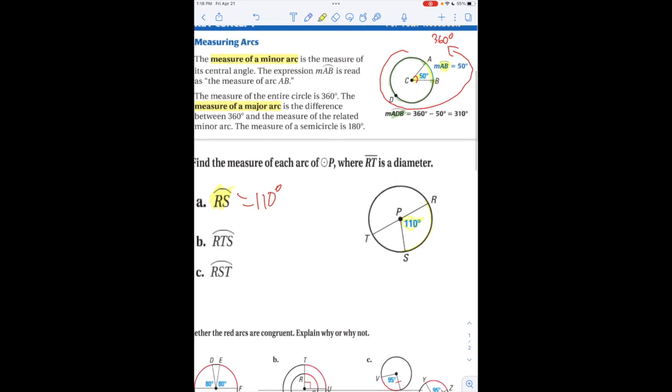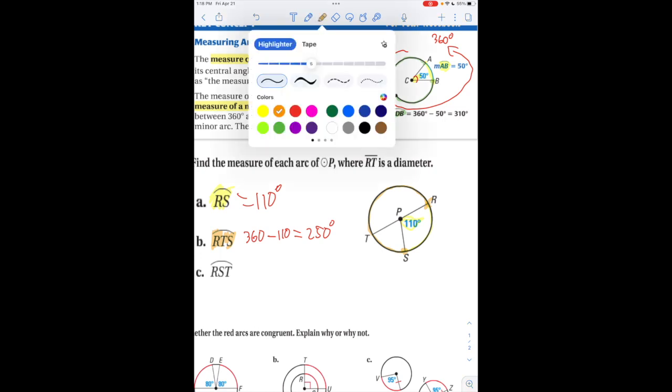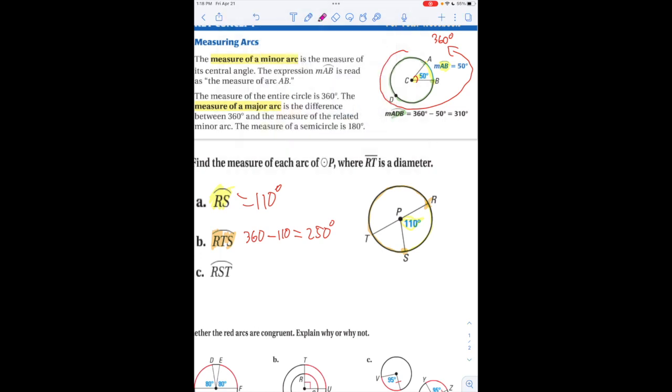Major arc RTS. So again, I have to start at R, go around T, and end up at S. I'm going to look at this one and say, all right, this is everything else that I just found. I just found RS was 110. I know that an entire circle is 360. I'm going to take away RS, which was 110, and say that RTS is 250 degrees. Third, it says major arc RST.